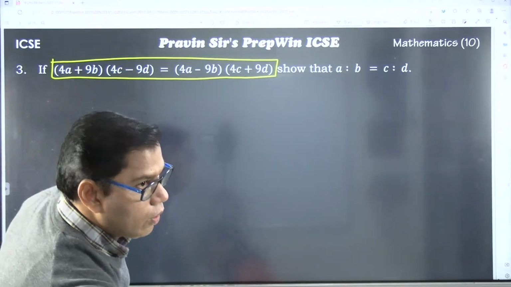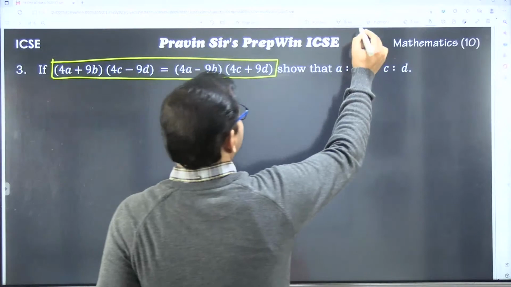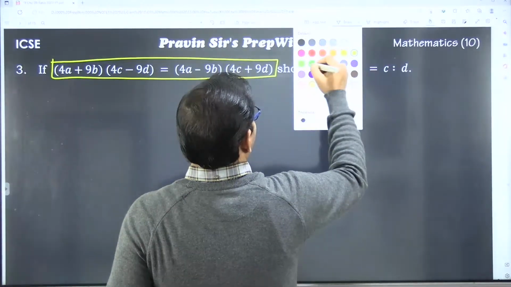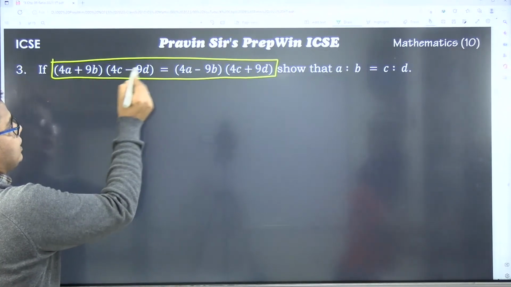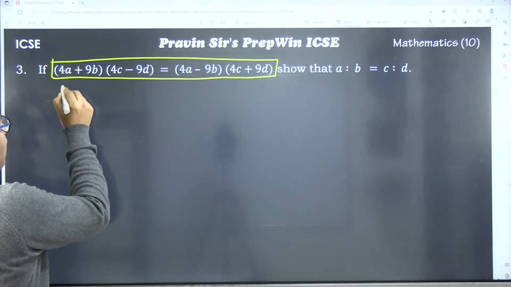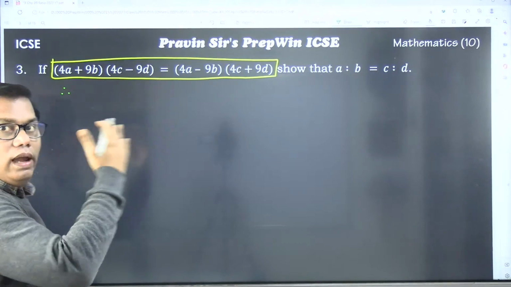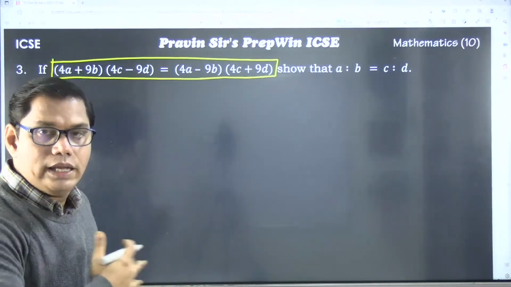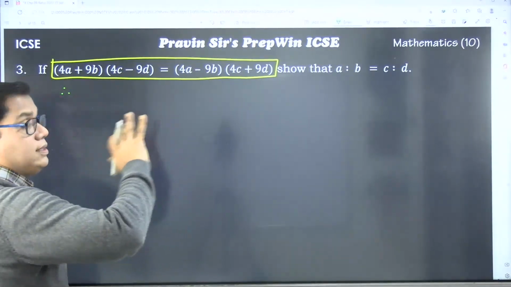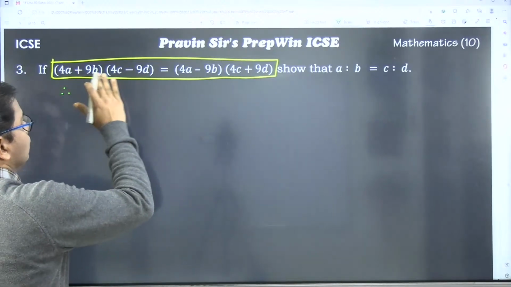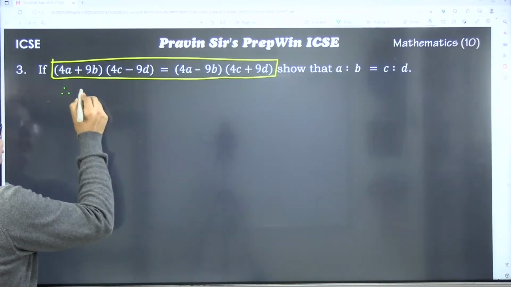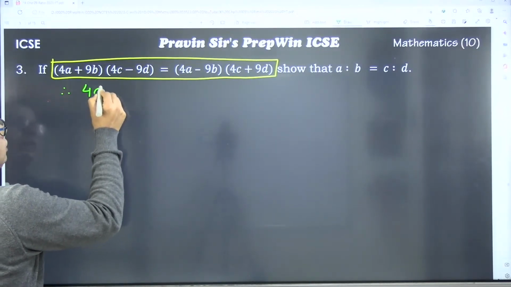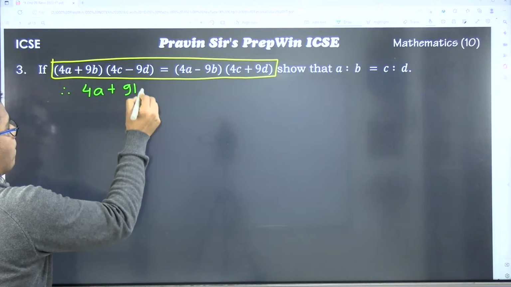All right, so what will be my first step? Look here. This is the given information. What will I do? I'll keep a and b on the left hand side, and c and d on the right hand side. So this equality of products, I'll convert into a ratio by cross multiplication. So this is 4a plus 9b.